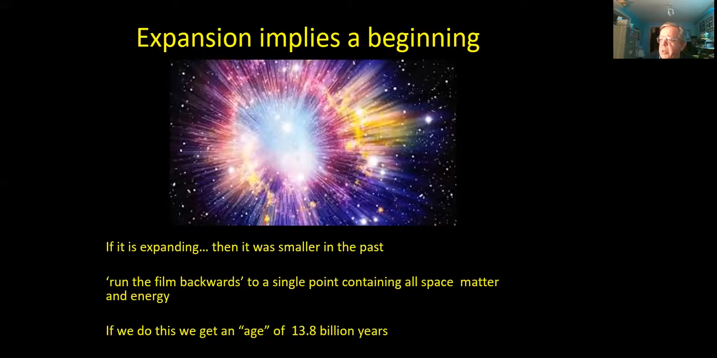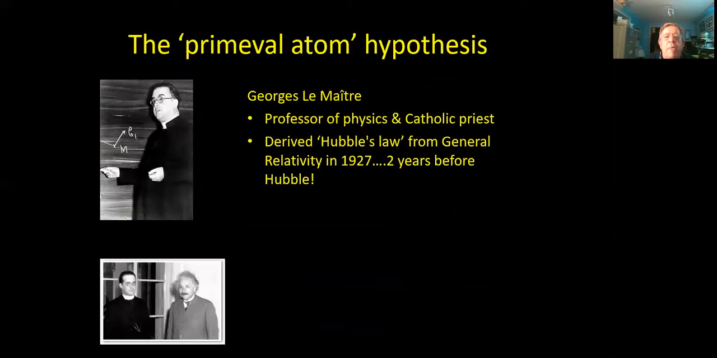Now, this wasn't a surprise to a number of people. In particular, Georges Lemaitre, who was a Catholic priest and physics professor, because he had derived Hubble's law from Einstein's general theory of relativity 2 years earlier, and worked out that this is what you should observe in the universe, that you would in fact see a uniform expansion going on. So very great achievement by him.